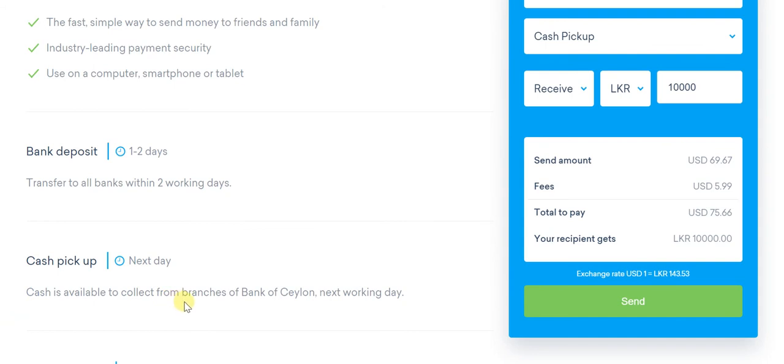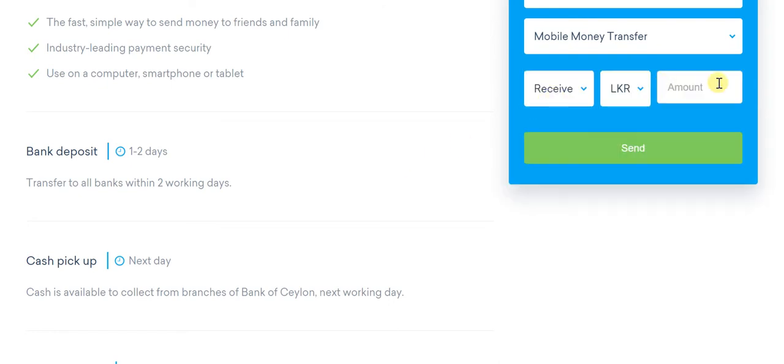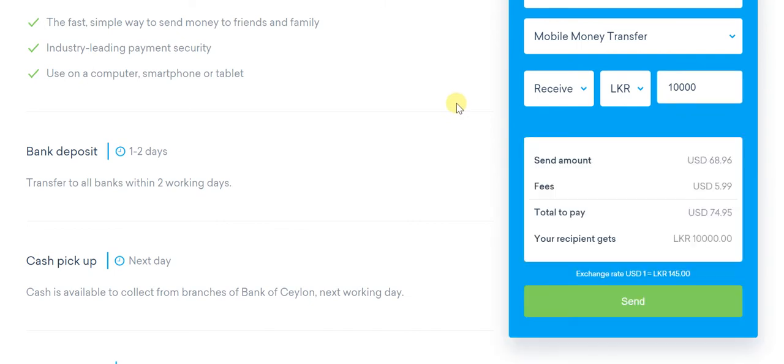So as little as 1 day, the recipient in Sri Lanka can simply go and pick up cash. The third option is mobile money transfer. Again, we stick to receive, same amount, 10,000 Sri Lankan rupees, and we find that the send amount is 68.96 with applicable fees being the same. Total to pay is 74.95 with a slightly higher exchange rate this time around.